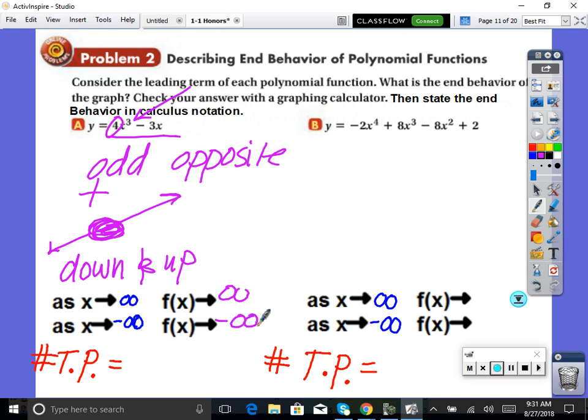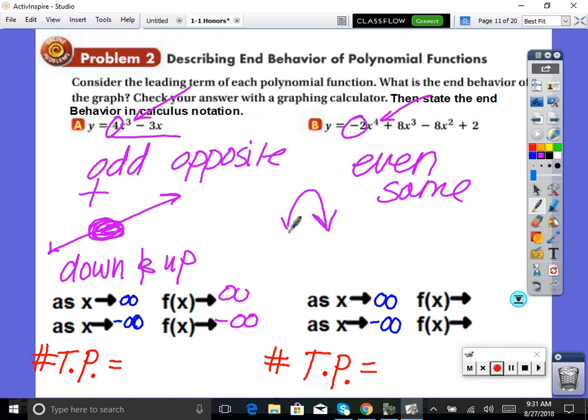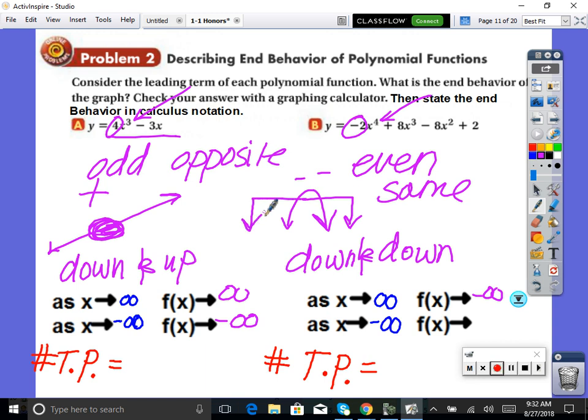Moving on to this one, you'd say it's in standard form. It's even, so it's the same end behavior. It's either up and up or down and down. It's negative, so it's upside down, down and down. So down and down, what the heck? I'm thinking and writing at the same time. It's too hard to do. So down and down. Okay, as x goes to infinity, f of x goes to negative infinity. As x goes to negative infinity, f of x goes to negative infinity.